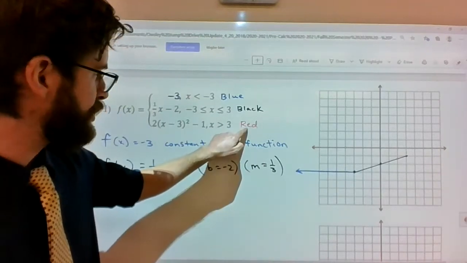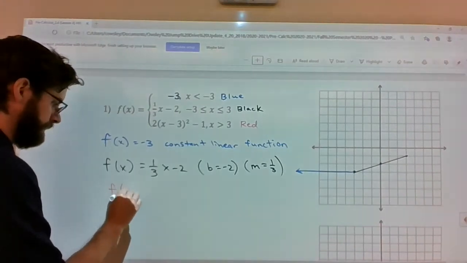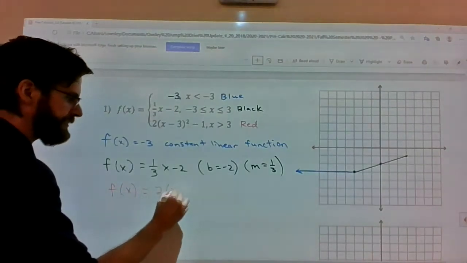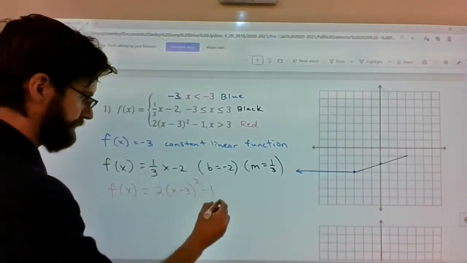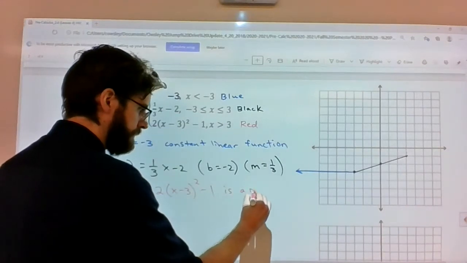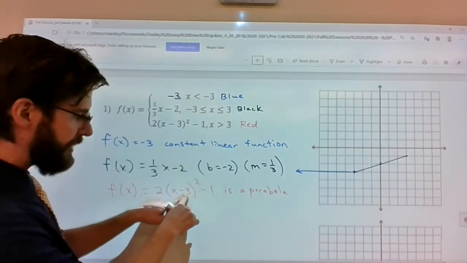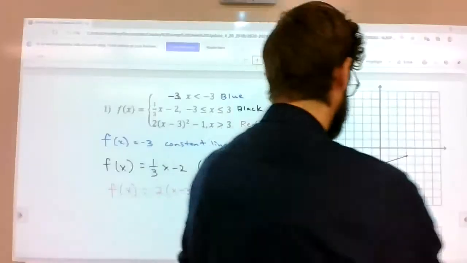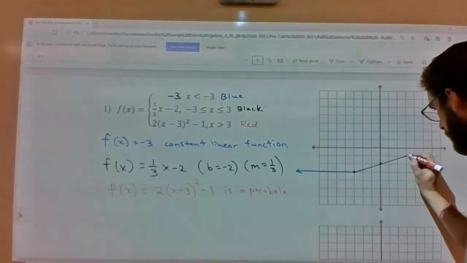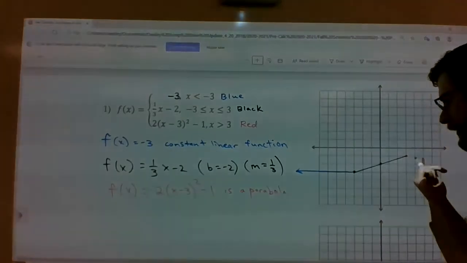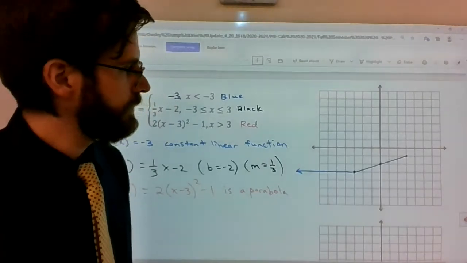And then the red section is going to be this: 2 times x minus 3 squared minus 1. This is going to be a parabola whose vertex is shifted right 3, down 1. So right 3, down 1. It's an open circle because it's just greater than. But technically it's already filled in because the black function exists right there.